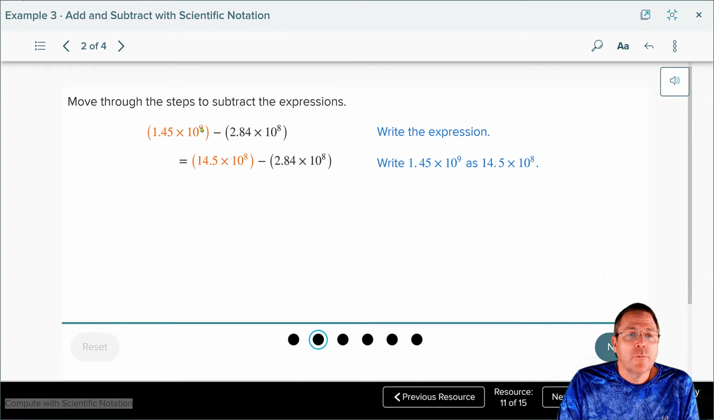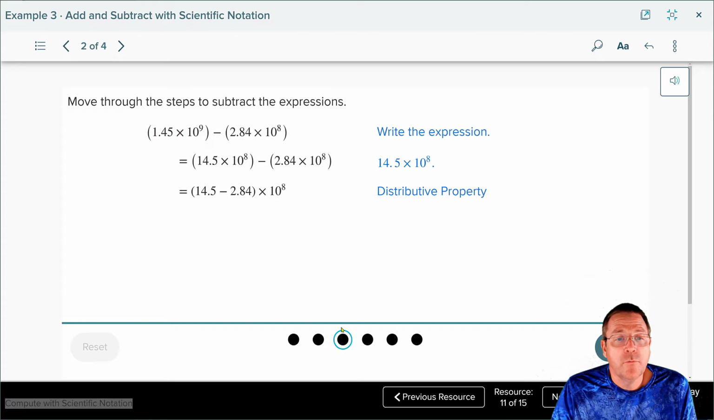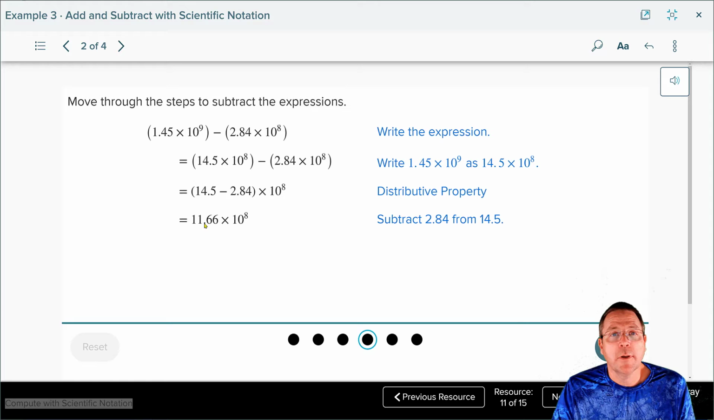So for that, in order for the exponent to go down, the decimal had to move right. So they moved the decimal one space to the right, giving you 14.5 times 10 to the 8th. Now that they have the common power of 10 here, we can pull out the 14.5 and the minus 2.84, and then outside the parentheses, all that's going to be multiplied by the 10 to the 8th power. Once again, that's using the distributive property, which they still haven't taught you. From here, we're going to subtract these two numbers. That's going to give us 11.66 times 10 to the 8th.